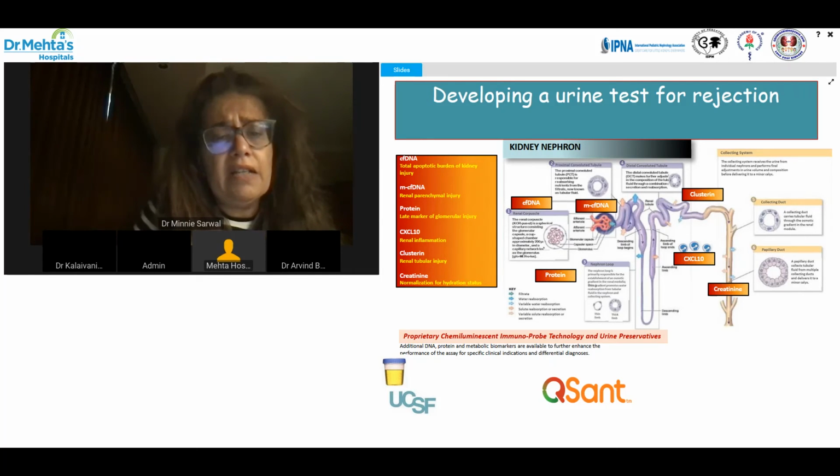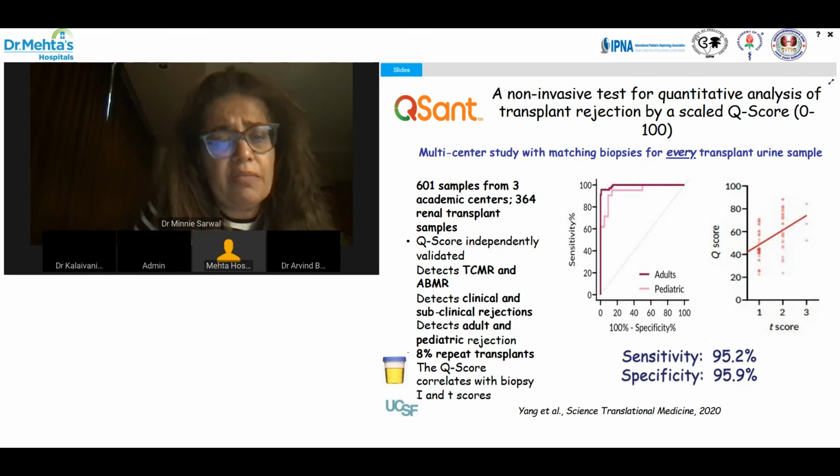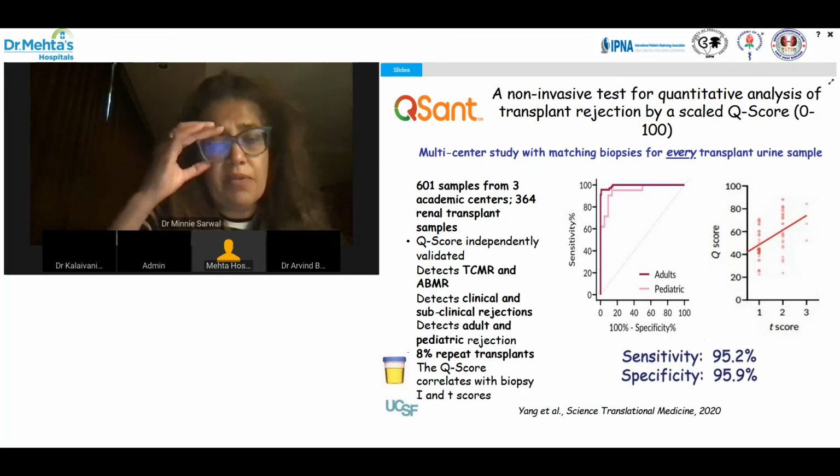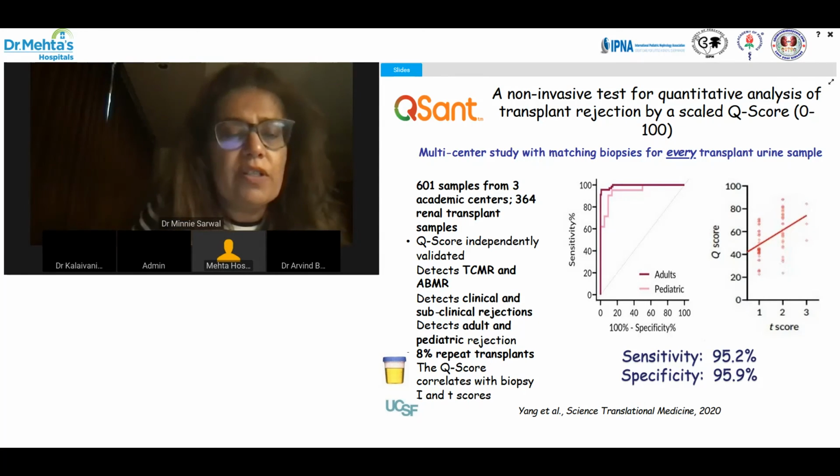So this paper was published in Science Translational Medicine last year. It's a multi-center study from 3 centers, 601 urine samples, with 364 samples from kidney transplant patients, each urine sample paired with a biopsy. There was a training set and independent validation set.